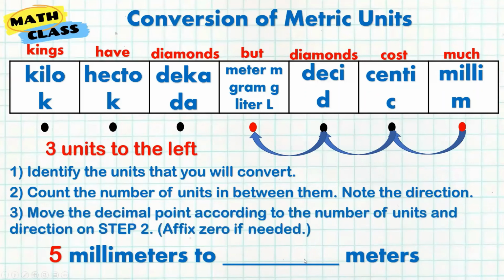So from here, you write 5, and then there's a decimal point. You have to move 3 units, 3 decimal places to the left this time. So we have 1, 2, 3. Then we place the decimal point there, and we include zeros in the blank parts. So here you will have 0.005 meters if you convert 5 millimeters to meters. So that's how you do it.